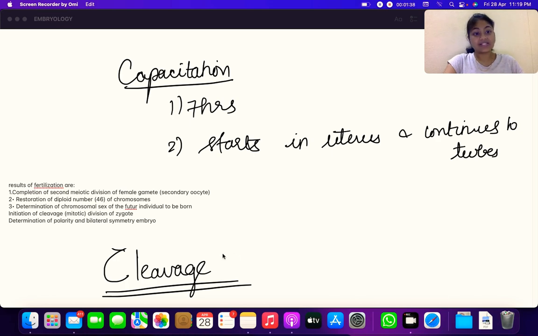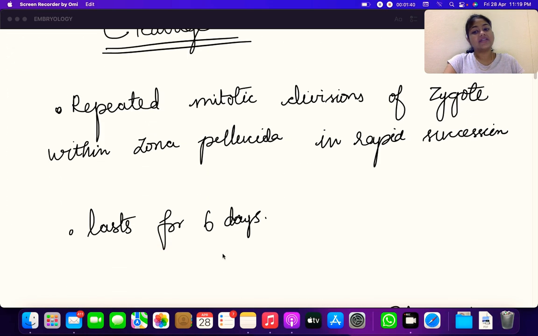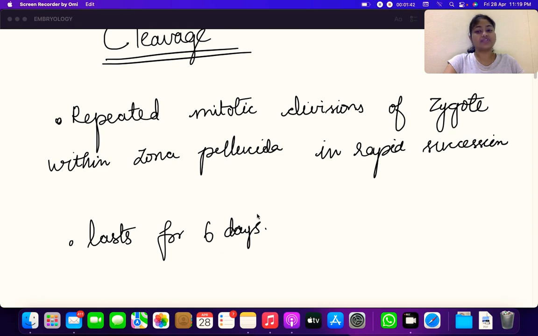The second event is cleavage. Cleavage is because of repeated mitotic division of the zygote within the zona pellucida in rapid succession. So the zygote divides into numerous cells. All cells will be equal in size and each cell is called the blastomere. And this phase lasts for 6 days.